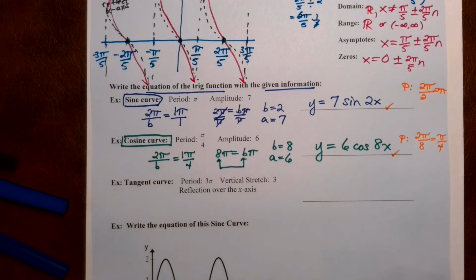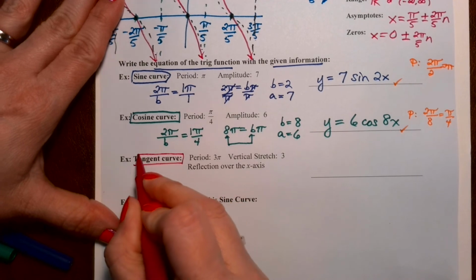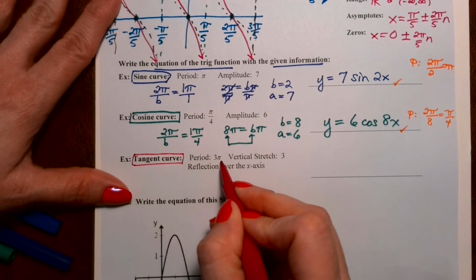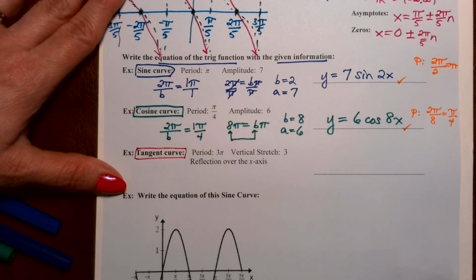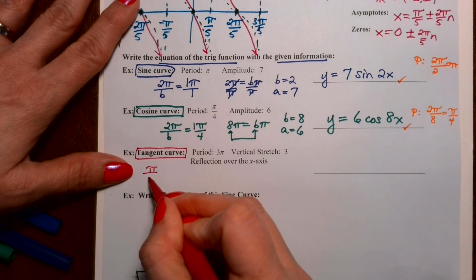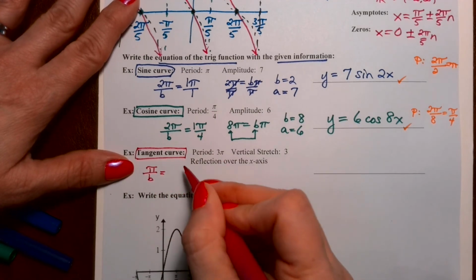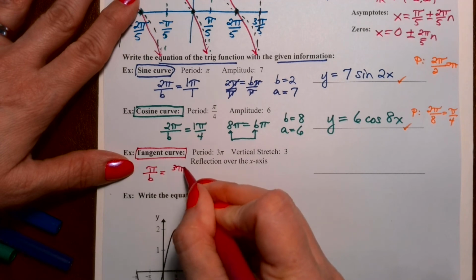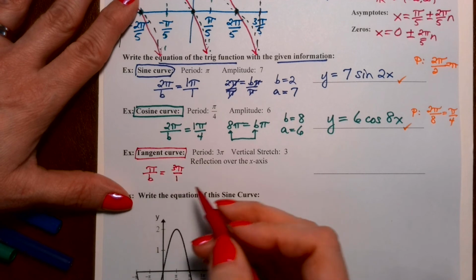Last one, let's make a tangent equation. The period is 3 pi. What's the formula for the period of a tangent graph? Yeah, it's just pi divided by b. Okay, so that's the formula, and they're telling me that they want it to be 3 pi, or 3 pi over 1. All right, let's go ahead and cross multiply here.